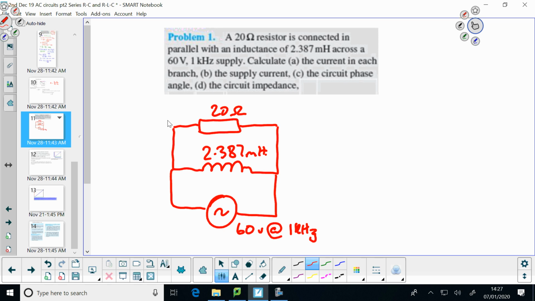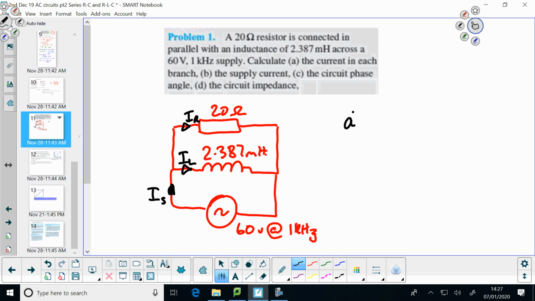Calculate A, the current in each branch. So we've got an IR in that branch, and we've got an IL in that branch. Then calculate the supply current, IS, the circuit phase angle, and the circuit impedance. Well, we're going to start with that problem.